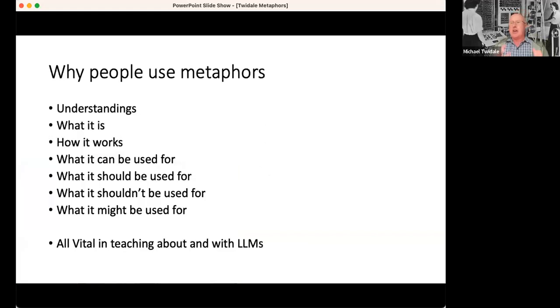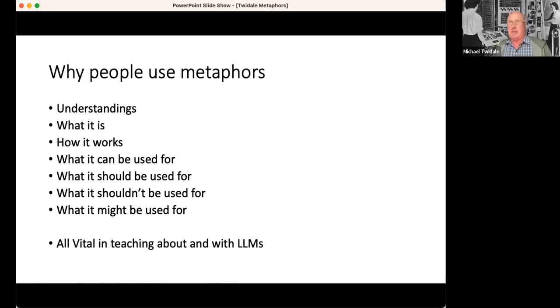Nice break. So why do people use these metaphors? It's different aspects of understanding. It's like, what the hell is this new thing called ChatGPT? Some sense of how it works, but more importantly, if you're not a computer scientist, you might not care too much about how it works, but you really do care about, well, what is it for? What might it be used for? What could I use it for? What are the things that I ought to think twice about asking it for?